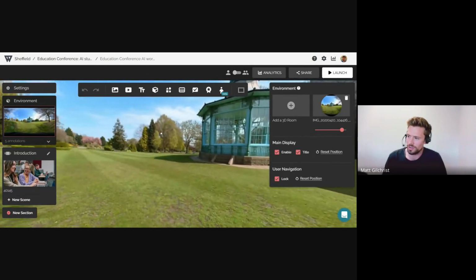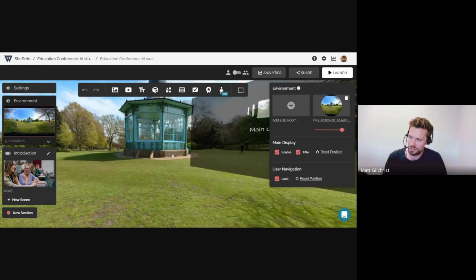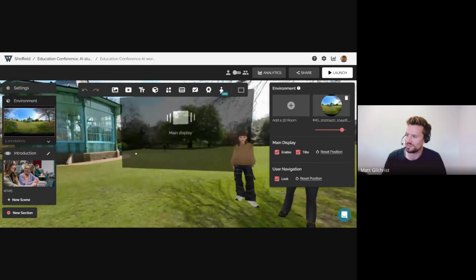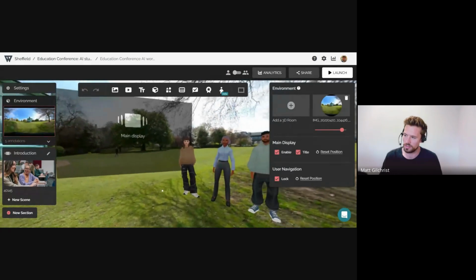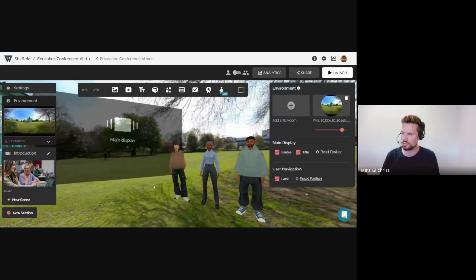What you can see here is Weston Park. This is our lovely local lunch spot. I was sitting just here today, having my lunch in the sun, which is lovely. So we've set it so that there's no 3D room, and the user navigation is locked. Essentially it's just a static 360 globe, which we've situated the avatars in.